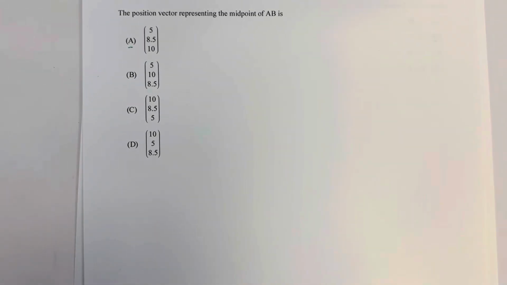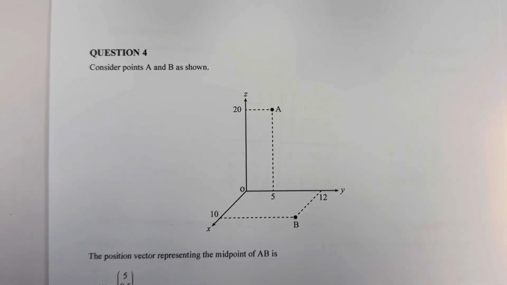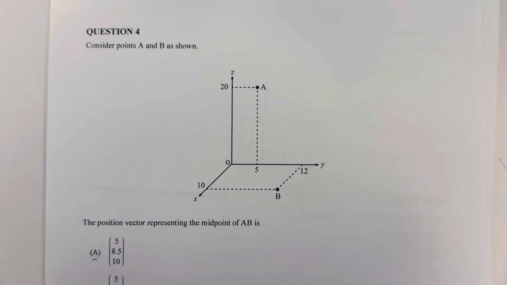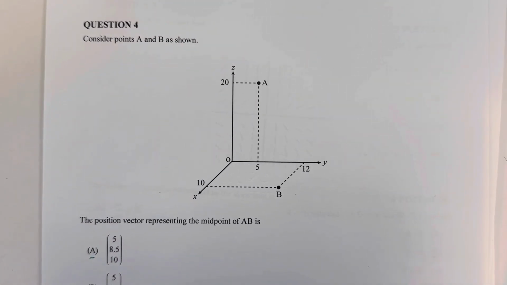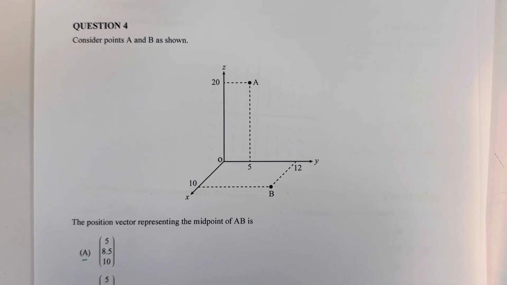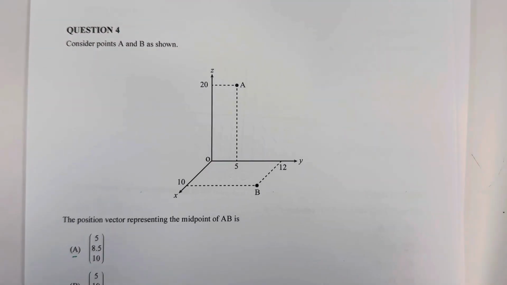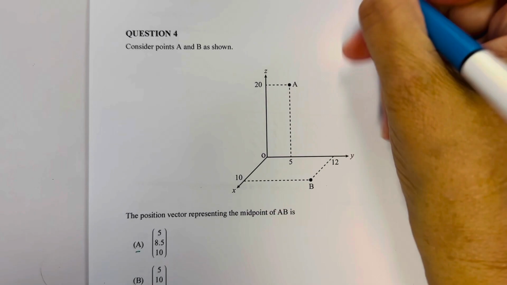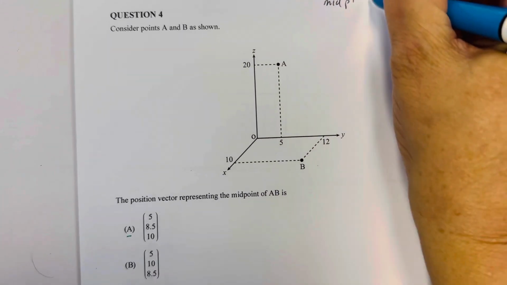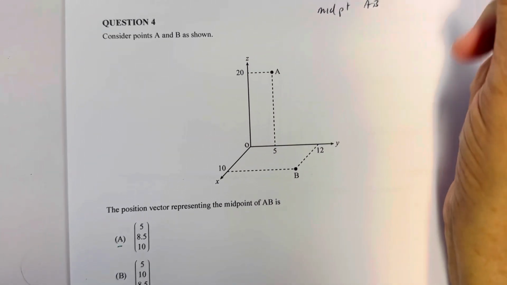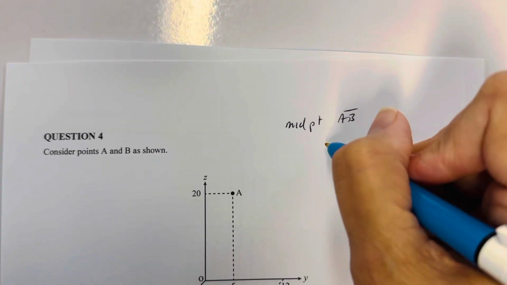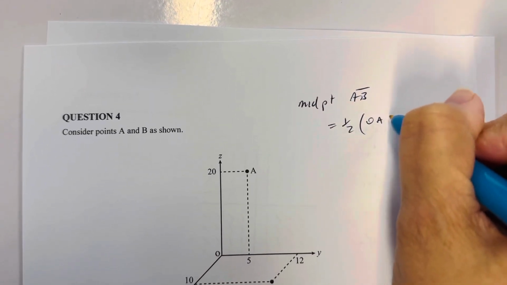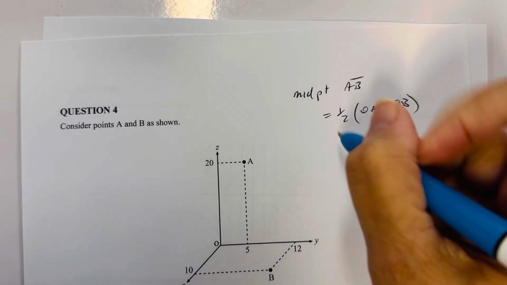Question 4, we're considering the points A and B as shown. We want the position vector representing the midpoint of AB. From our rule that we can remember, it's going to be a half of OA plus OB.